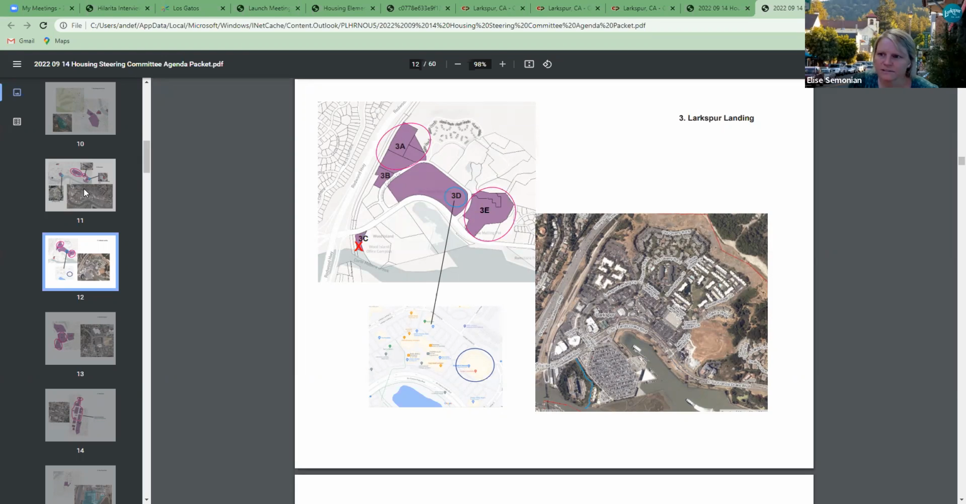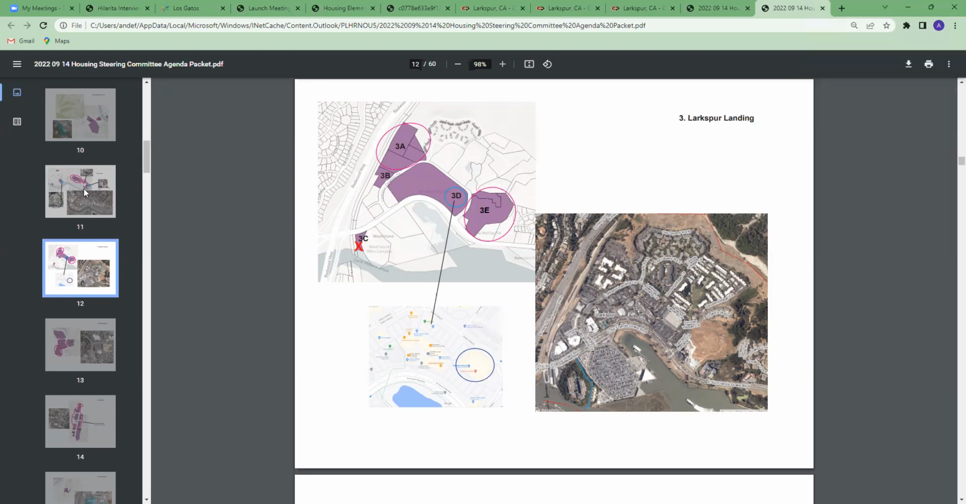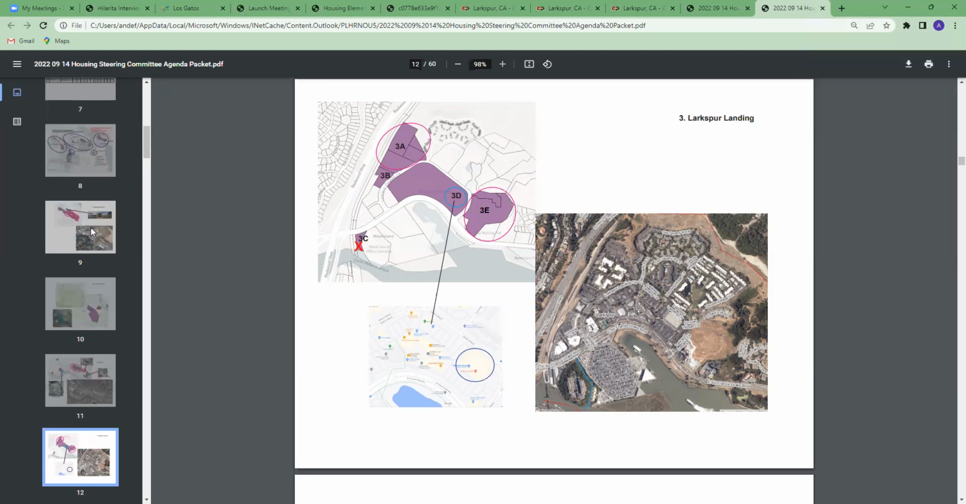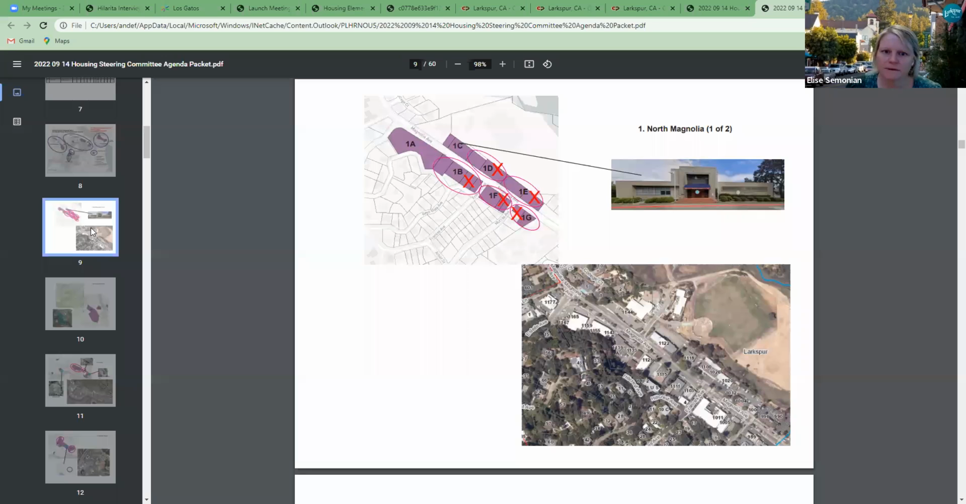Does anyone else have questions? Just real quick, Elise, offline I was checking in with you about the North Magnolia portions that College of Marin might own, and I know that was the 11th hour. Is that anything we should talk about?